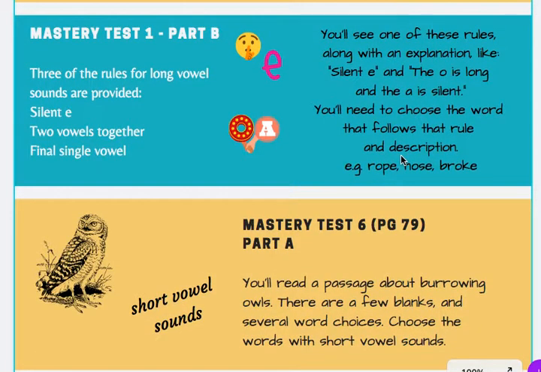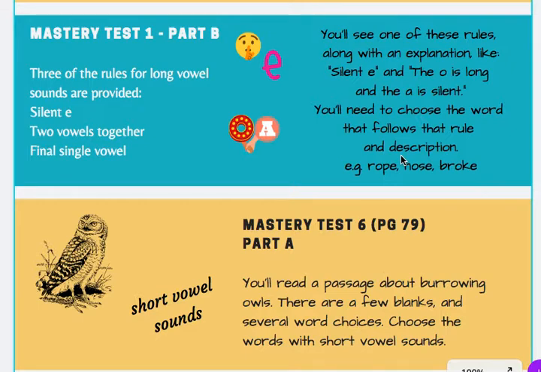All right, Mastery Test 1, Part B. So again, this is right out of the book. They give us 3 of the rules for long vowel sounds: the silent E rule, the 2 vowels together rule, and the final single vowel. You'll see one of these rules along with an explanation like silent E and the O is long and the A is silent. You'll need to choose the word that follows that rule and description.